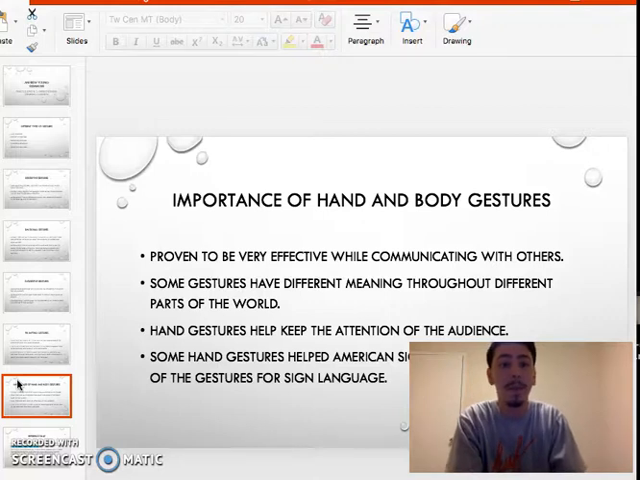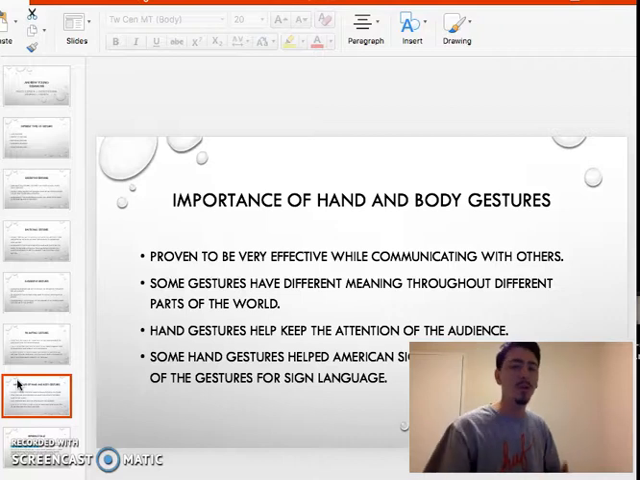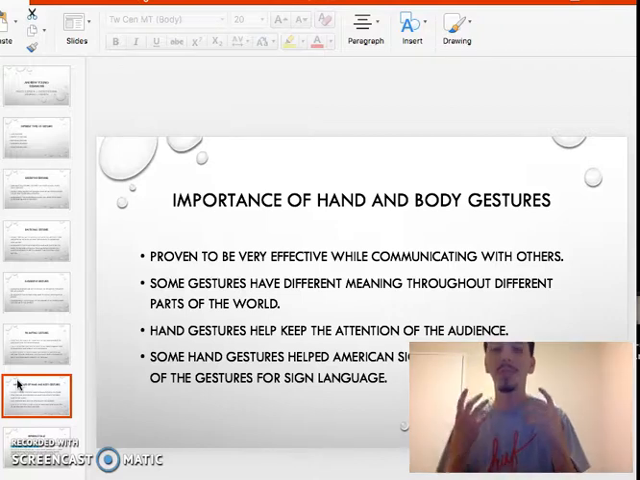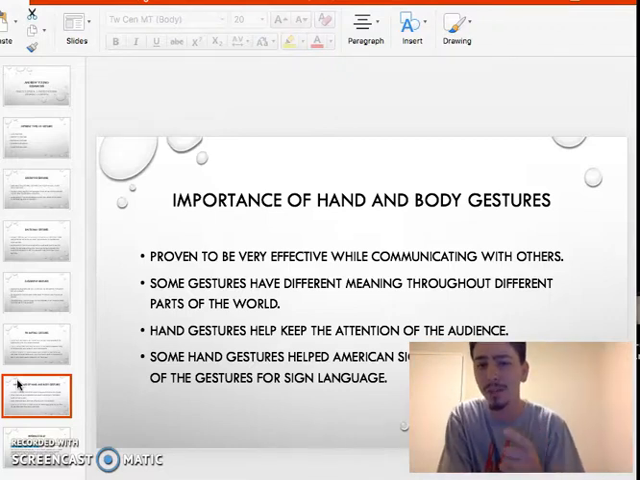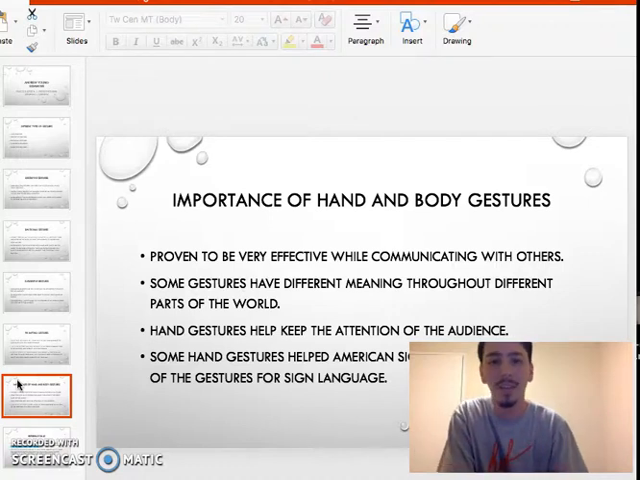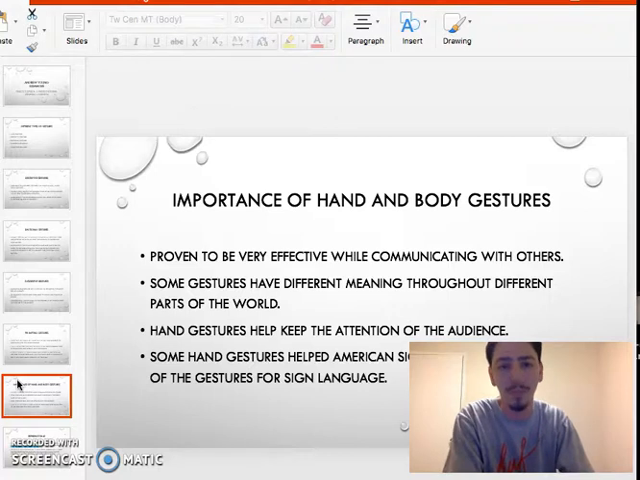And the next is hand gestures. They keep the audience's attention. Who wants to have a boring speaker? You want someone that's fun to talk to, nice, that you can relate to, and that moves around and talks and gets people involved and asks you a question. That's a good public speaker.